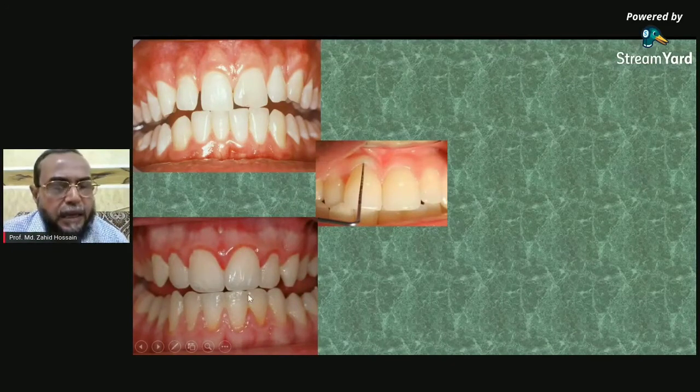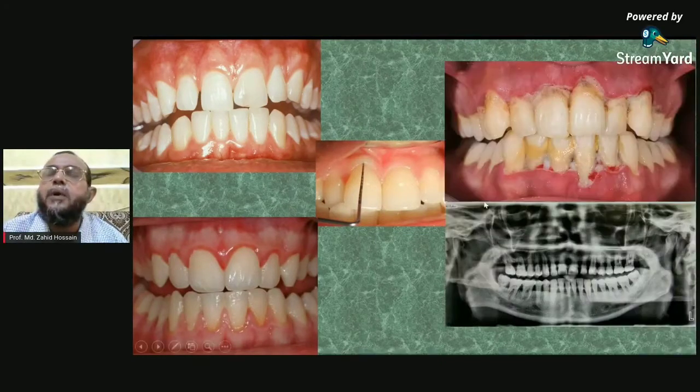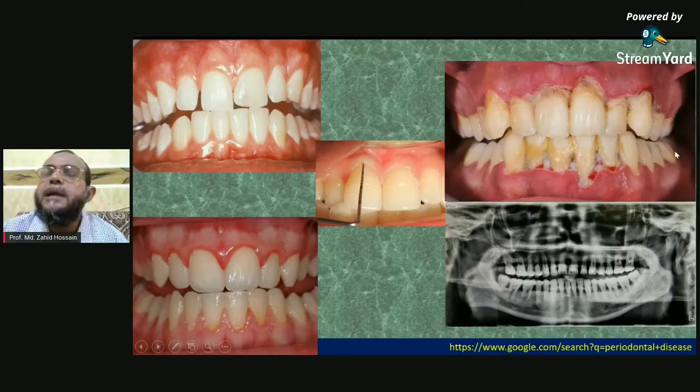Then if you don't care for it, or if we treat it but are not much aware of oral hygiene care, it may aggravate gradually. It can produce periodontitis. Okay? So periodontitis is the condition that destroys our tissue: gingiva, ligament, cementum, alveolar bone.